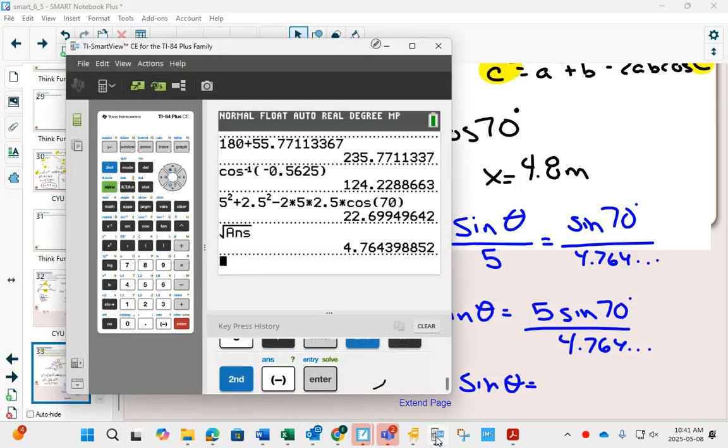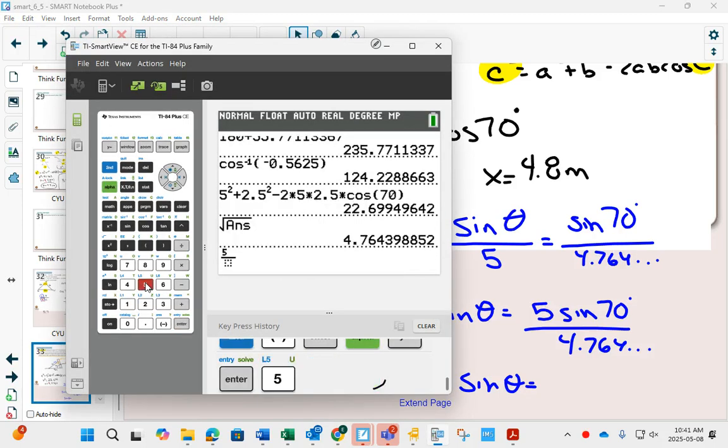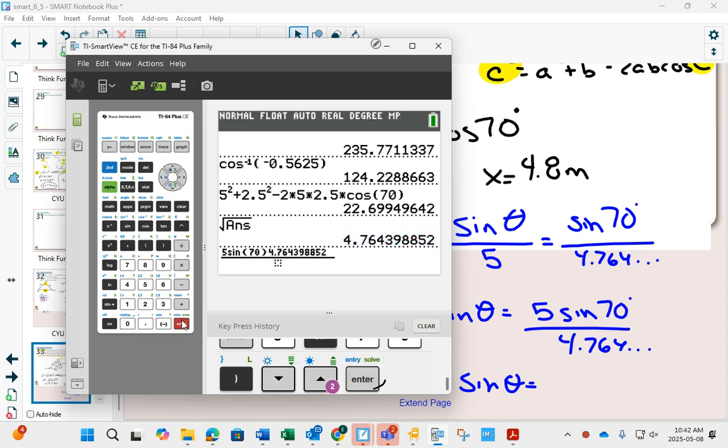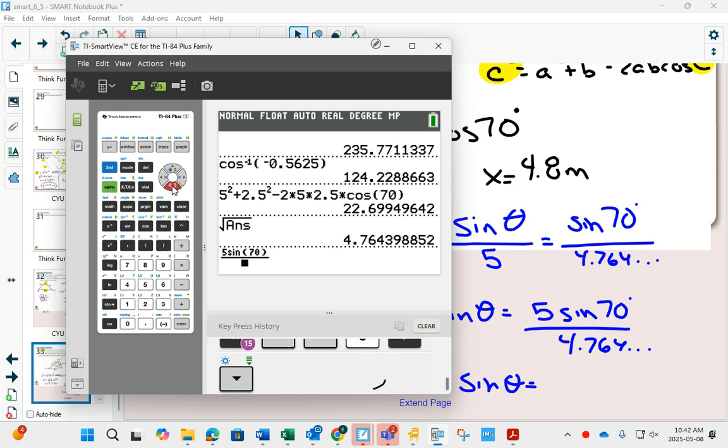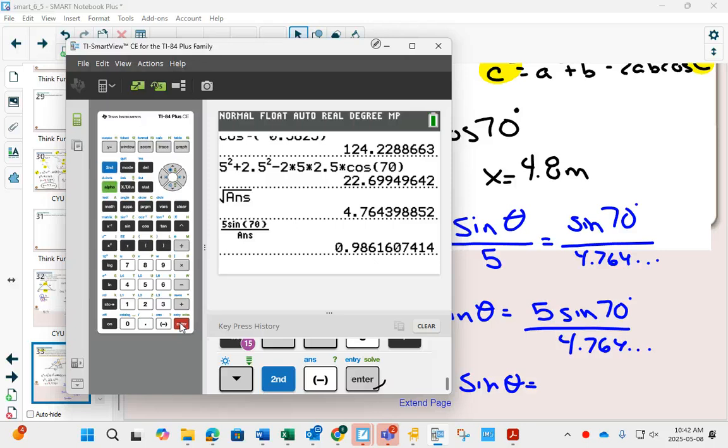I'm going to go to my calculator, use my fraction button. 5 sine 70 over, and in that bottom part, oh, this is tricky. When I go down here and try to highlight that, I have to go up to highlight it, and then it highlights it in the wrong spot. So this would be a place where you like to use the answer key down below. It gives me 0.986.